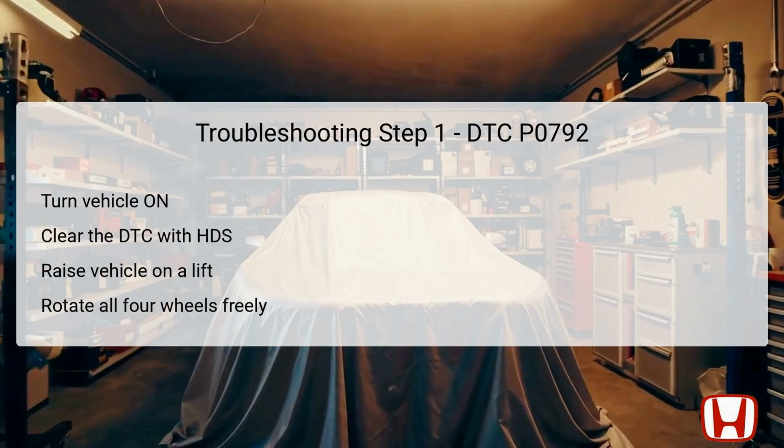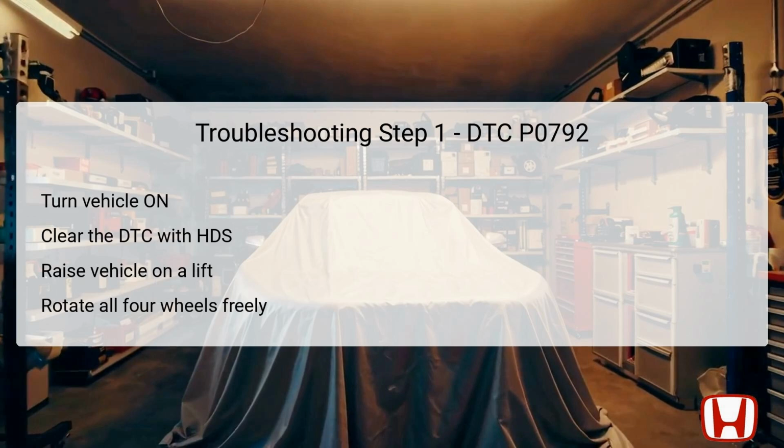The first step in troubleshooting DTC P0792 involves verifying the problem through initial checks. Begin by turning the vehicle to the on mode to power up the systems. Next, use the Honda Diagnostic System, HDS, to clear the DTC, erasing any previous codes from the module. It's important to then elevate the vehicle securely on a lift, allowing all four wheels to rotate freely, which is crucial for subsequent tests. This preparation ensures that the vehicle can be safely operated while monitoring the necessary parameters.